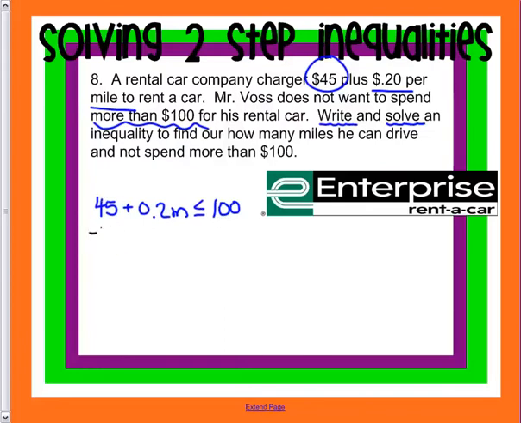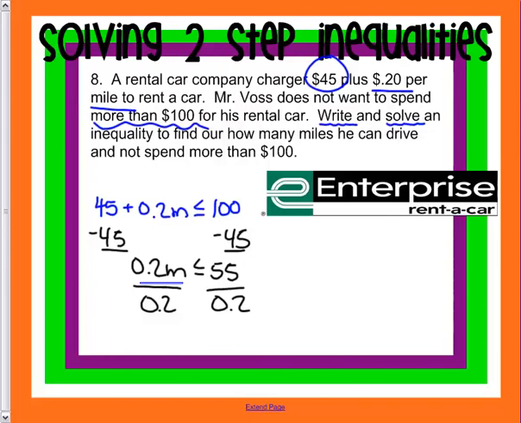So take 45 away from both sides, and we're left with 20 cents per mile is less than or equal to 55. And we divide by the 20 cents, 55 divided by 0.2 gives us the miles that we need, which is 275 miles.